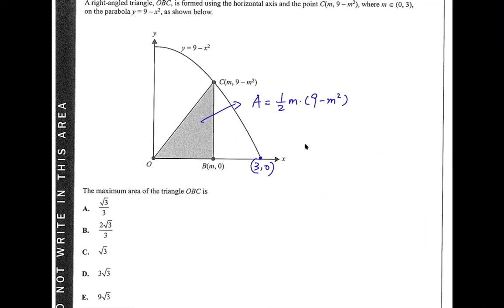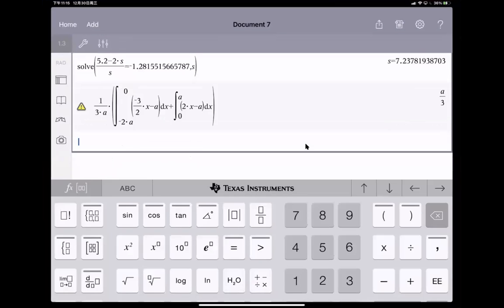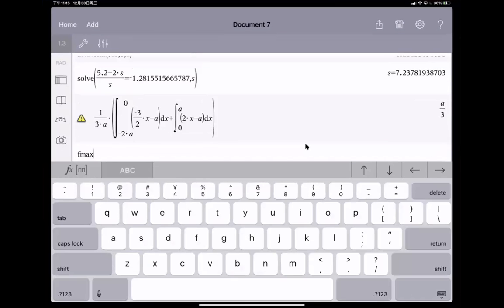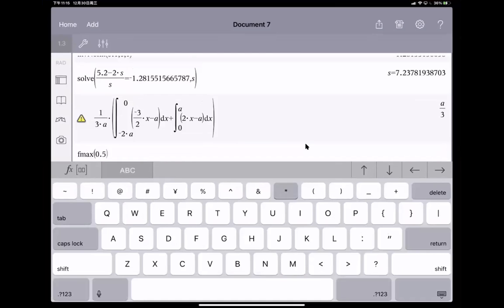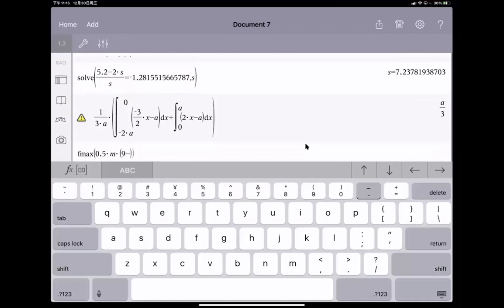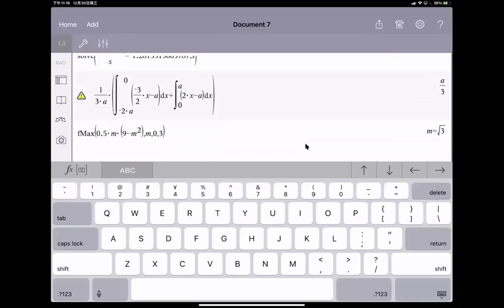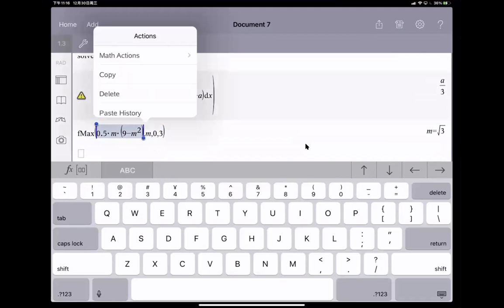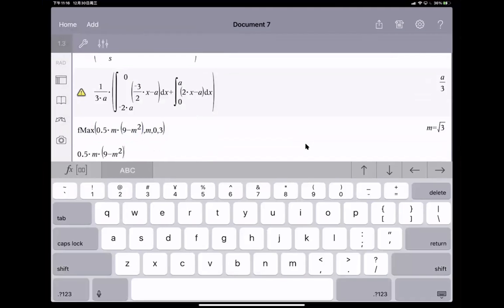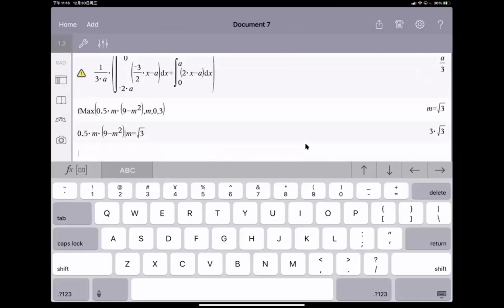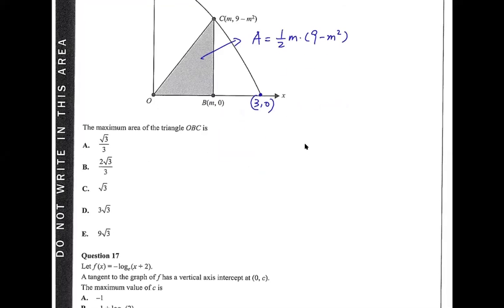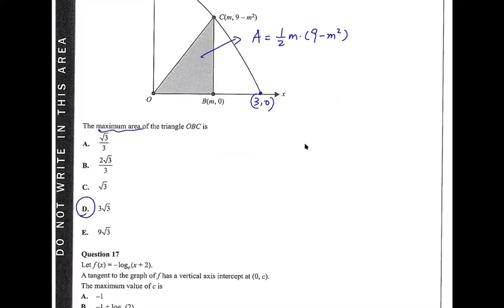Let's just use fMax of 0.5 times m times 9 minus m squared, comma m, comma 0 to 3. M is root 3. But don't forget to substitute the m value into the function, so you can get the maximum value itself. 3 root 3. Yes, it's looking for the maximum area.